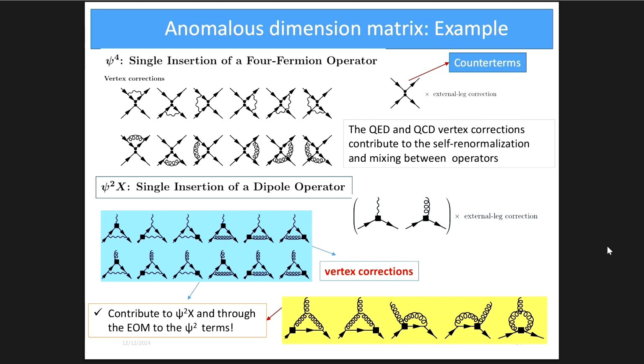So this is how I have written down this set of things for the LEFT basis. Suppose you have LEFT operators, a set of operators with fermions, and for them you can do the corrections with photon and gluons.